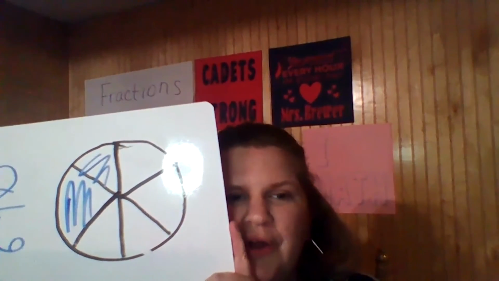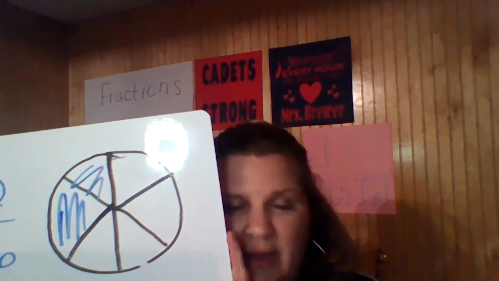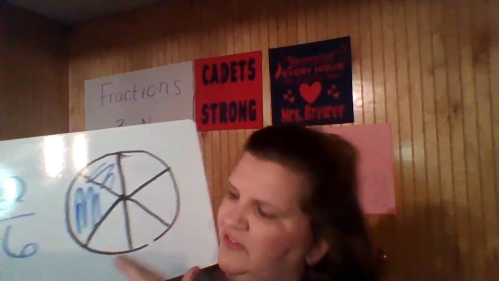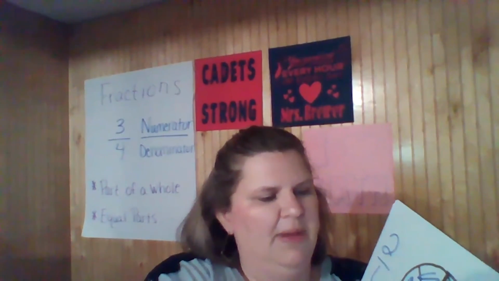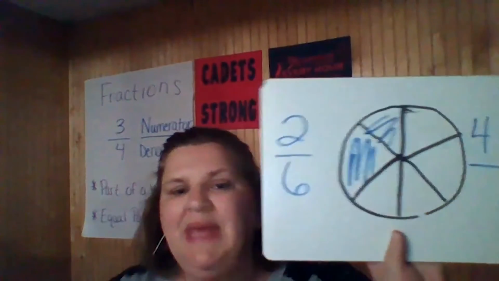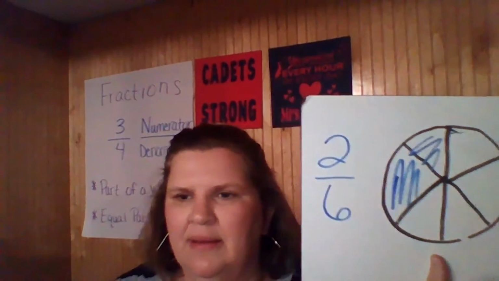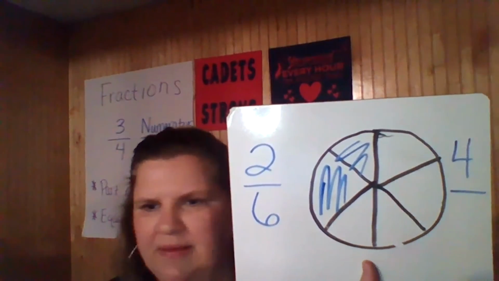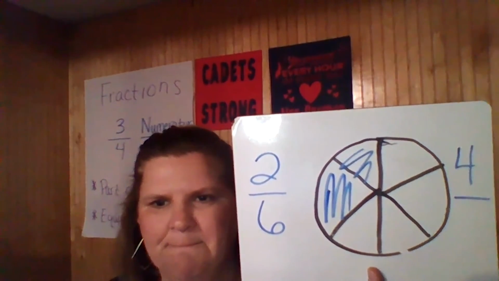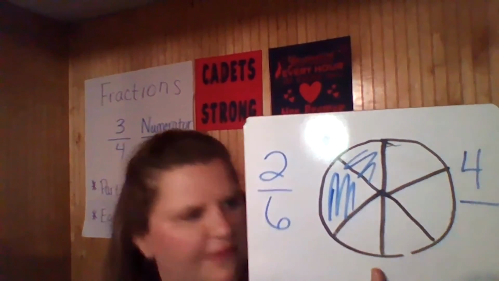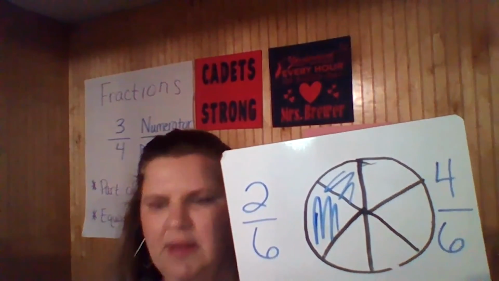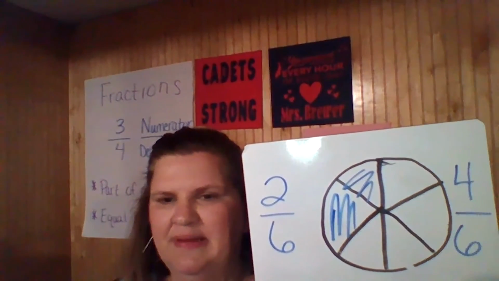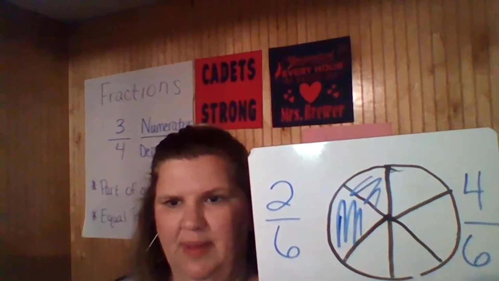Okay, so 4/6 is not shaded, so I asked for not shaded. So we just simply count the parts: 1, 2, 3, 4. Okay, and then remember our denominator tells us how many pieces we have in all, right? Did I change the number of pieces? No, I didn't. I still have 6 pieces here, don't I? So 4/6 of my circle is not shaded, okay?